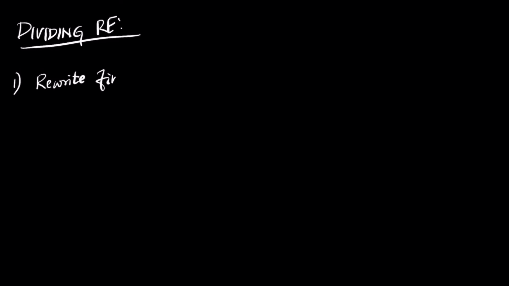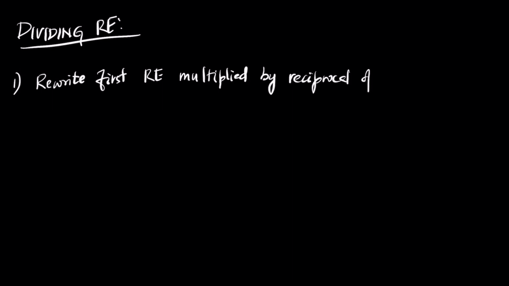So next is how to divide rational expressions. For example, what are the steps that we have to follow? First one is to rewrite the first rational expression multiplied by the reciprocal of the second rational expression.